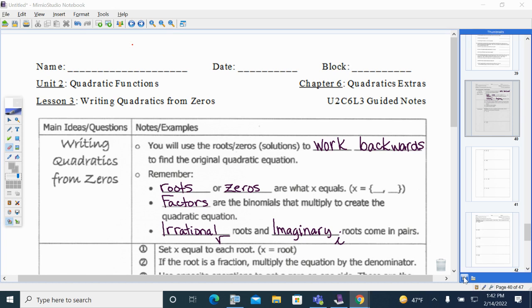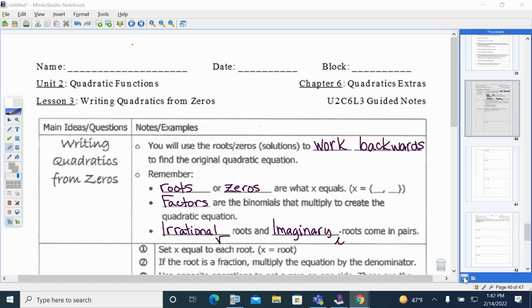Remember that your roots or zeros are what x is equal to. So those are those points where the parabola actually hits the x-axis. Factors are the binomials that multiply to create the quadratic equations.